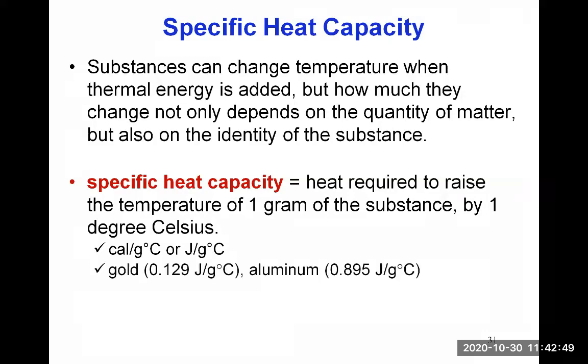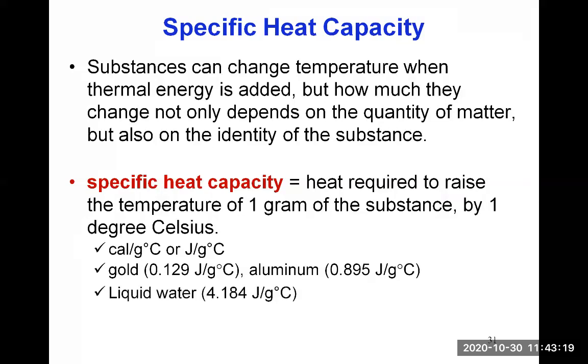So examples we have here: gold, 0.129 joules per gram and per degree. Aluminum, 0.895 joules per gram and per degree. So here the higher number for aluminum means you need more energy to raise 1 gram of aluminum by 1 degree than for gold. So the gold is a better conductor of heat.